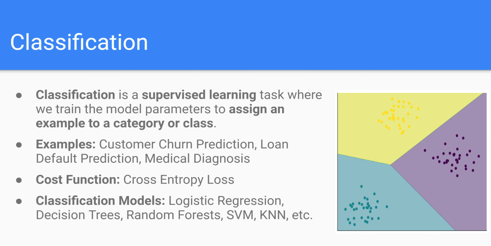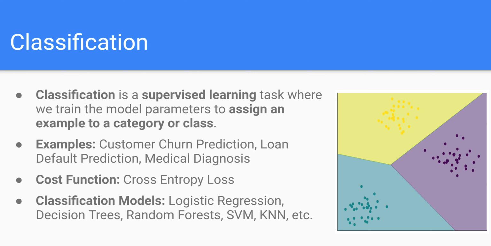And essentially in classification, we're trying to fit a model to our data or train a model to assign particular examples in our data set to a category or what we call a class. And in this section, we're only going to focus on binary classification. And so that means there's only two classes.